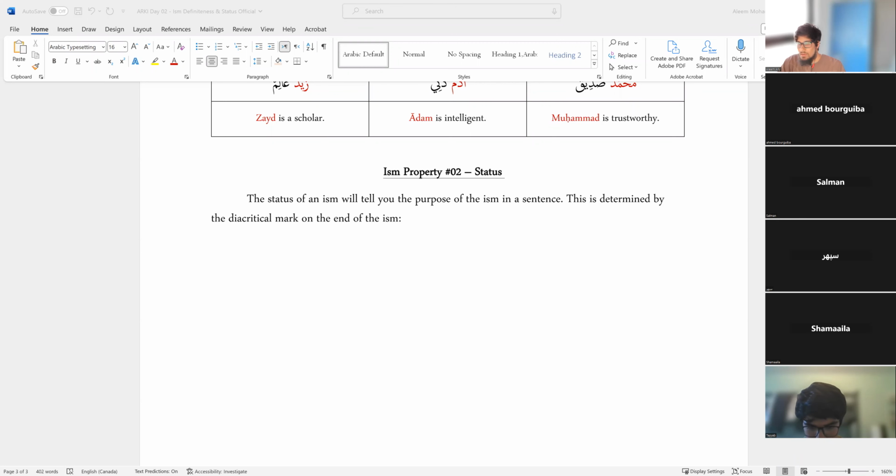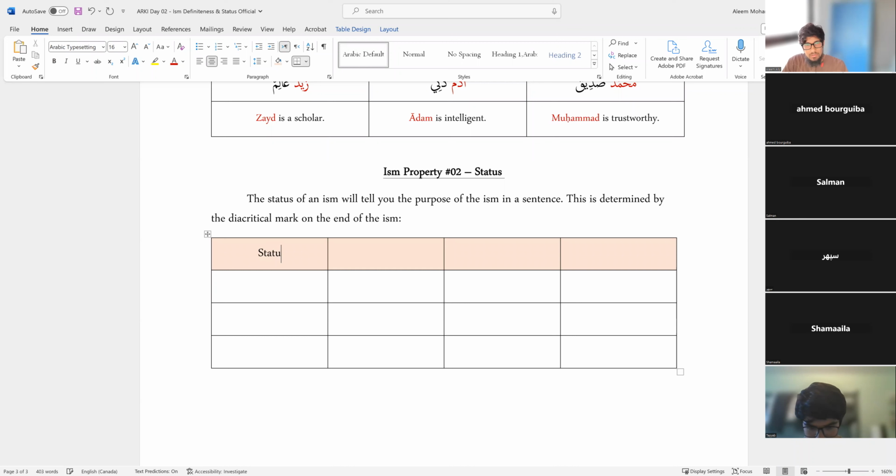So let's go ahead and build a chart for this. Talk about our status. We're going to talk about the signs, the sign for it, as well as its application. And then finally, an example. So for the 3 statuses that we have, they are rafa', nasb, and jar. These are the 3 statuses in the Arabic language for an ism. There is a 4th one, but that one applies to verbs, so we're going to cover that later on. This is just in the realm of the ism, remember? Ism property. So a rafa', the simple way that we tell, is that it has a dhamma on the end.